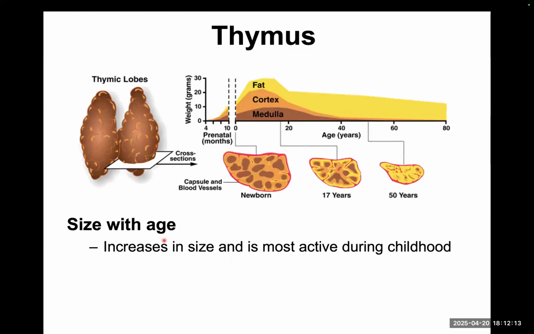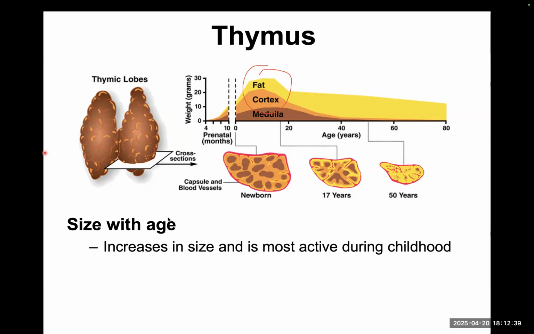Now, what's really interesting is that the size of the thymus changes with age. When you're young, the thymus gland is going to be really large. So right here, you can see there's the medulla, there's the cortex, there's some fat over it. And this is when you're born, it's going to be very large. And as you age, really young people have a thymus that is large in proportion to their body.